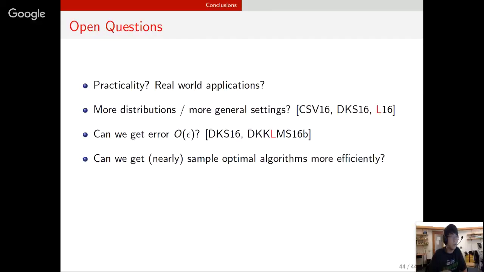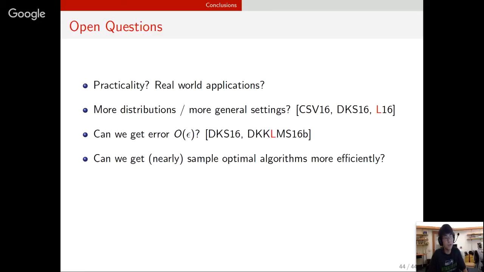Let me leave you with some open questions and some subsequent work. The first and most interesting question, at least for me, is: is this really practical? Can we do something very non-trivial on real-world data sets? This is something I want to investigate further. Another interesting question is, can we handle more distributions or more general settings? There's been some work on this.